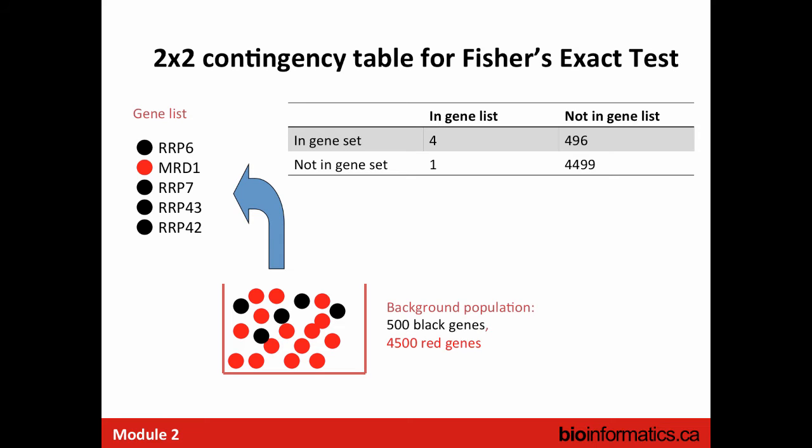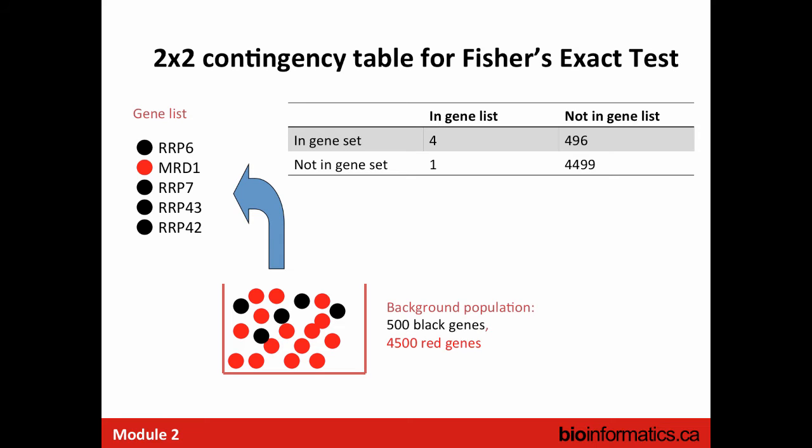Okay. Sometimes people have to do this themselves. And if you look up Fisher's exact test on the internet, you'll find people want a 2x2 contingency table. And this is a 2x2 contingency table. In here, the columns are in the gene list, not in the gene list. And the rows are in the gene set or in the pathway, not in the pathway. And once you put the numbers in, it can do the computation to give you the p-value for Fisher's exact test.